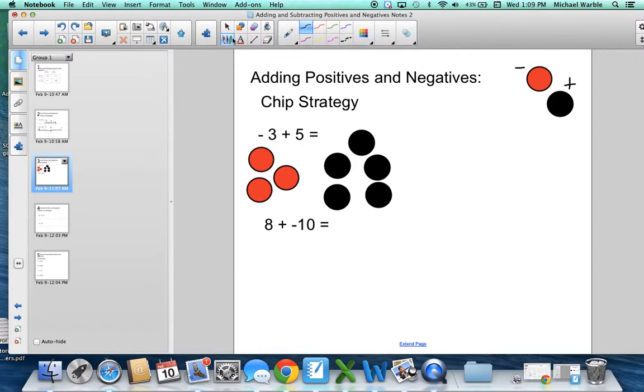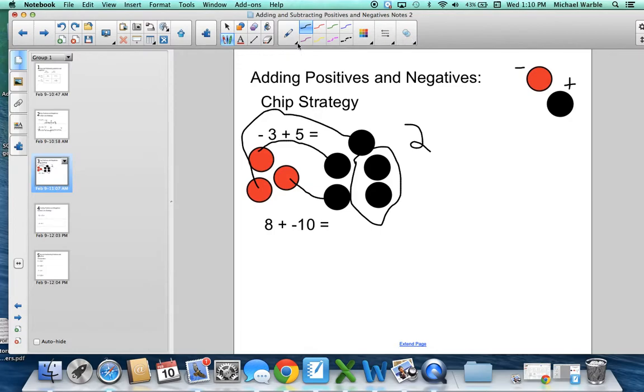I could do one of two things. I could cross out any black chips that aren't used, or I can connect the red to the black. I like the connecting so that you can see exactly how the numbers match up and they're related to each other. So I am connecting 3 reds to 3 blacks. I have 2 that are left unconnected, so that means I have a positive value of 2. Same thing with 8 plus negative 10.